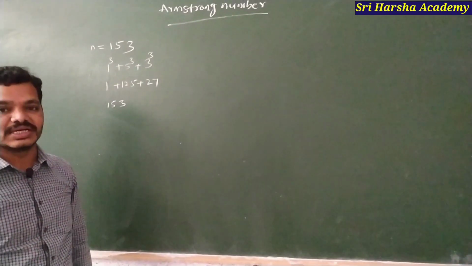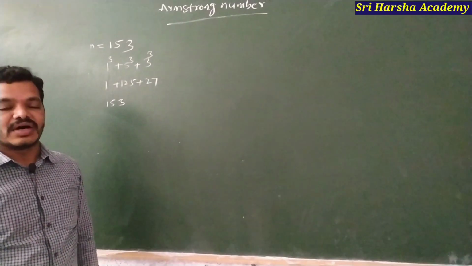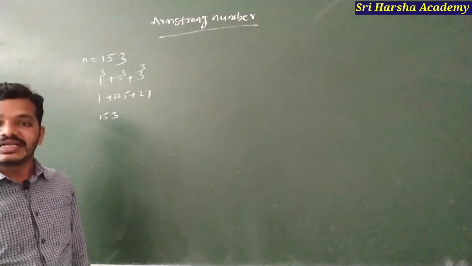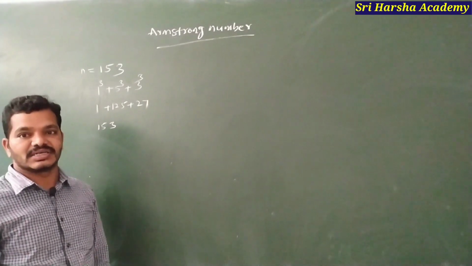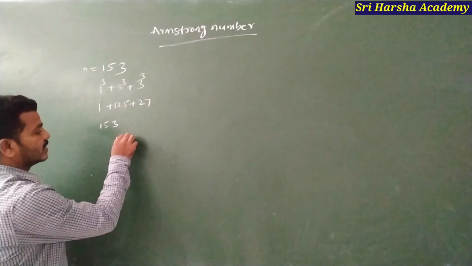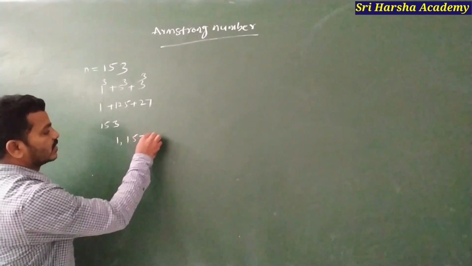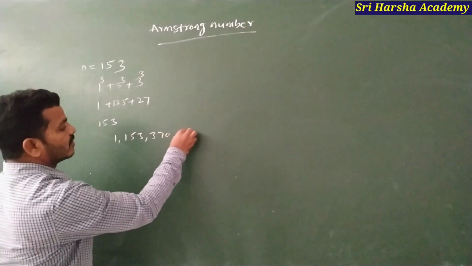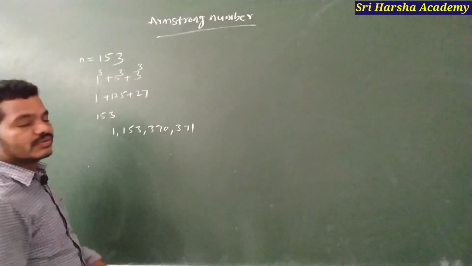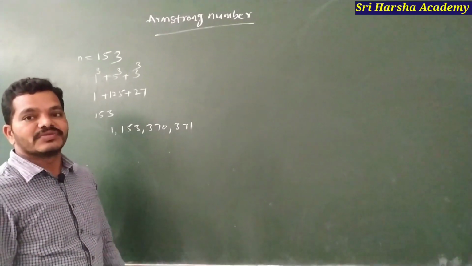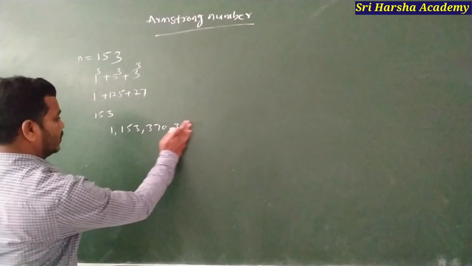Below 1000 there are a number of Armstrong numbers. 1 is an Armstrong number, 153 is an Armstrong number, 370 is an Armstrong number. Next, 371 is also an Armstrong number. So now I am going to write the logic for the Armstrong number.